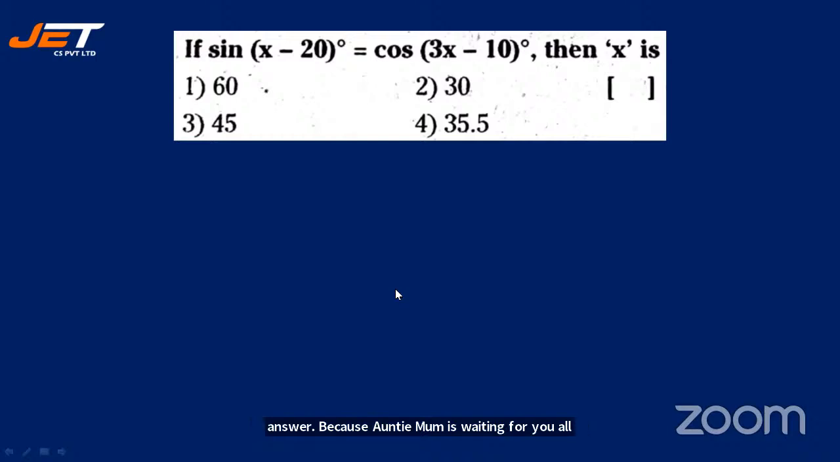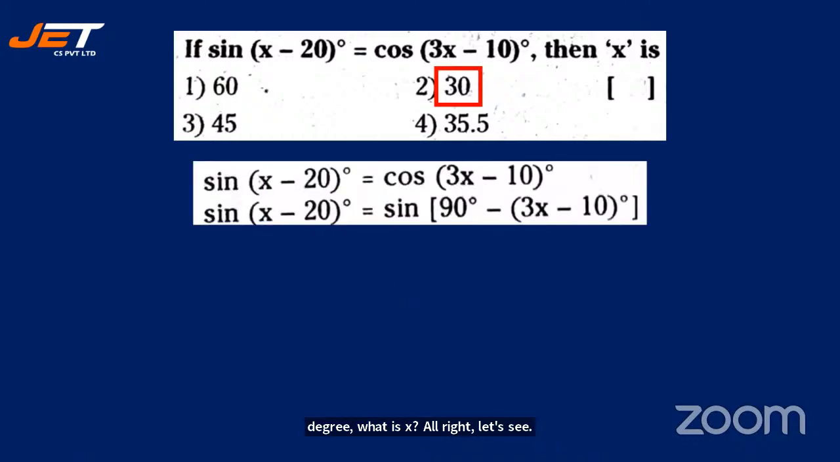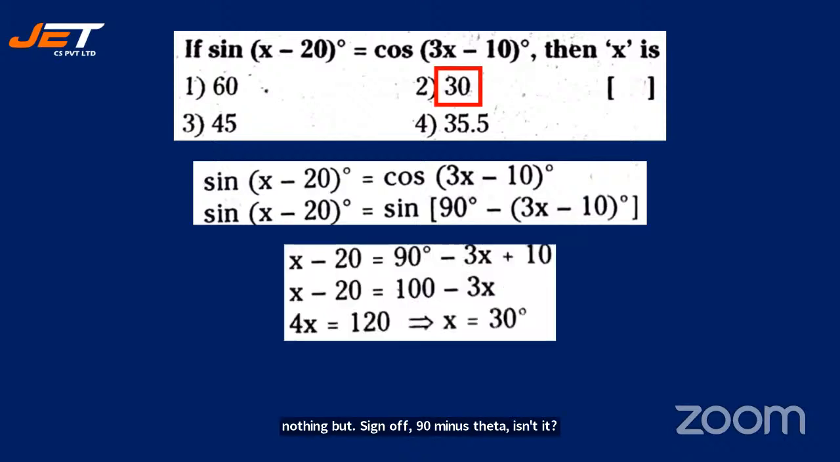So if sine of (x minus 20 degrees) equals cos of (3x minus 10 degrees), what is x? All right, let's see. It is 30. How? Because sine of (x minus 20 degrees) is nothing but cos of (3x minus 10 degrees), that is given in the sum. Sine of (x minus 20 degrees) is nothing but sine of (90 minus theta), isn't it? So you can just take the values alone. x minus 20 is 90 minus (3x minus 10). Minus into minus will become plus, that is 10. So x minus 20 is 100 minus 3x. So 4x is 120, x is 30. That is how you have arrived at 30.